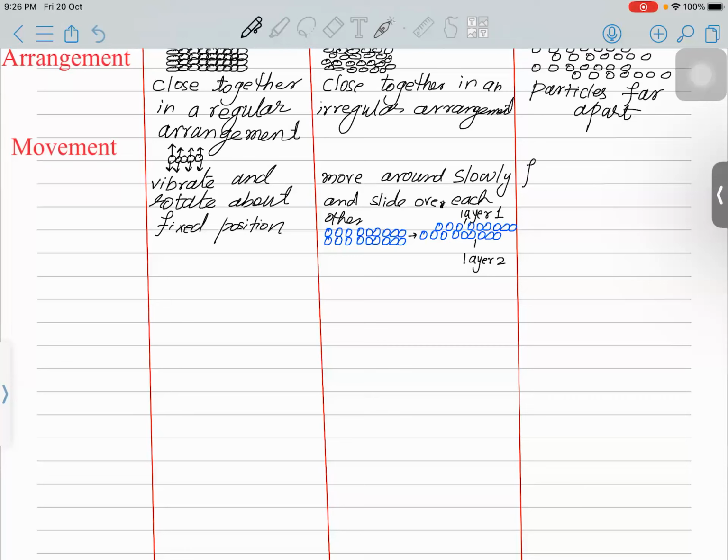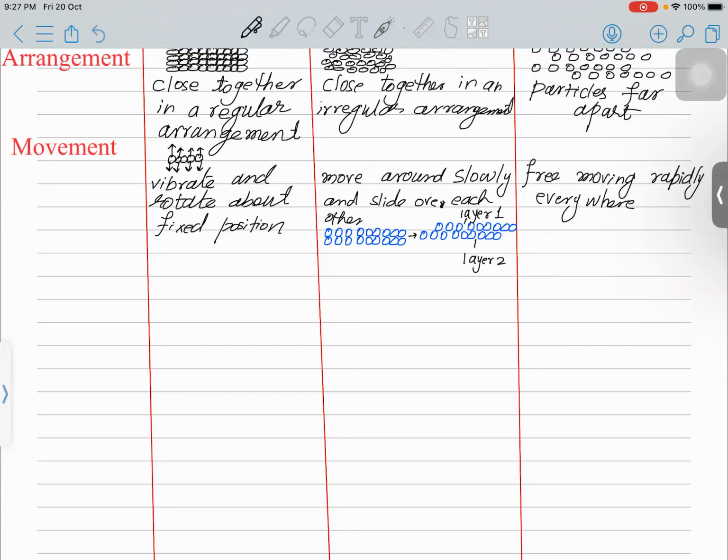Next, in gas, particles move freely and rapidly everywhere. इनको कोई रोक नहीं सकता. साथ जब अम्मी बिरयानी बनाती हैं तो क्या उसकी स्मेल पूरे घर में आ जाती है? जी सर. Because gas particles move freely and rapidly. परफ्यूम लगाते हैं पूरे कमरे में स्मेल आ जाती है. Why? Because gas particles move freely and rapidly.